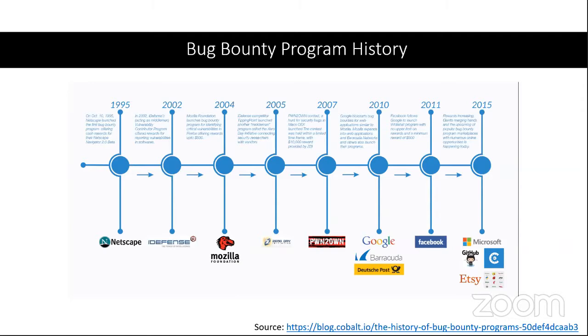And then Microsoft, because most people are using Windows, so you must know about Microsoft. Then GitHub, if you are a developer, then you must know GitHub. Then Etsy, then Cobalt, and many more programs like PHP, Python, Apache. They all started their bug bounty programs in 2015.